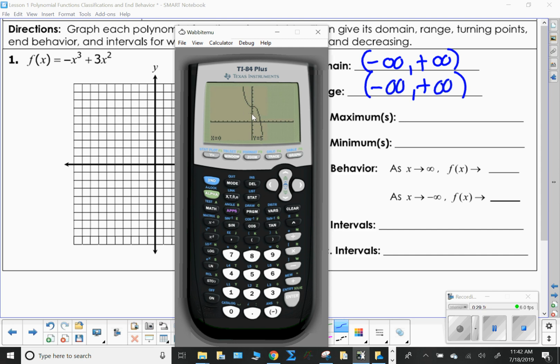It puts a little cursor here, so I can go up a little bit and over here to the left. I can hit enter. Then I can go to the right. See how it's drawing my little box? I can go up. I can say, I just want to see that. And now it's going to blow it up on the screen. Notice it just keeps going down. There's no maximum or minimum. So in this case, there would be none.